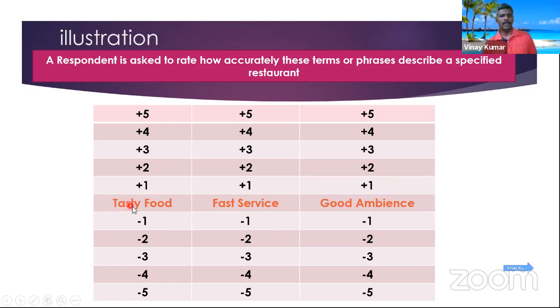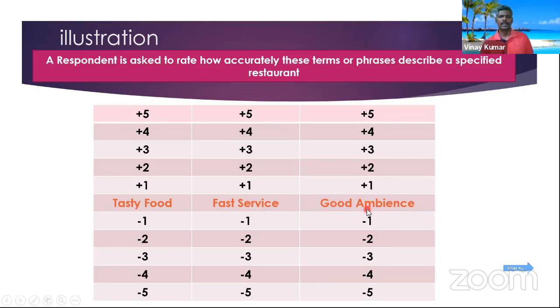If the respondent marks +5, it means the food is very tasty. And if it goes to negative, it means the food is not tasty. There is no neutral 0 here. Similarly, for fast service, if he marks 1, it means it is not so fast. If he goes for 5, the service is very fast, very quick. And again, if he marks negative numbers, it means the service is not so fast.